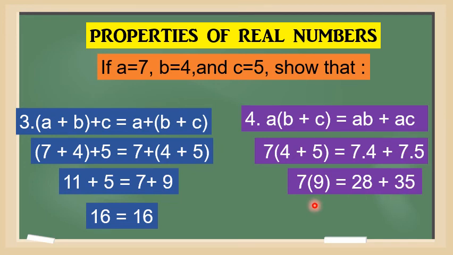So, now, ato na din na silang i-simplify. 7 times 9 is equal to 63. 28 plus 35 is equal to 63. So, do they have the same answer? Yes, they have. Okay, nasabtan? Nasabtan ang mga properties sa real numbers? Very good.